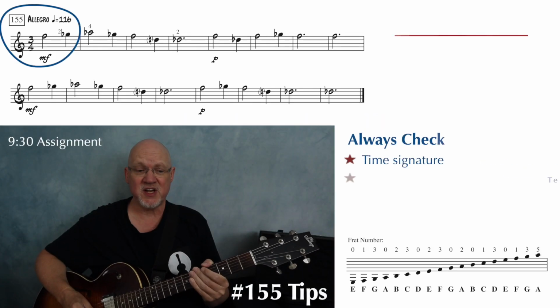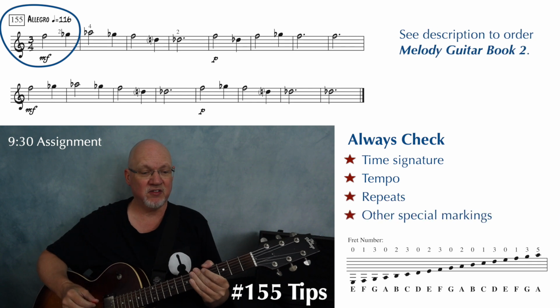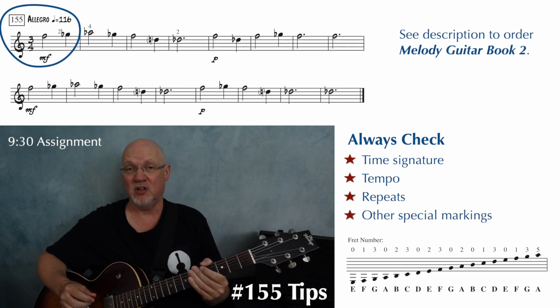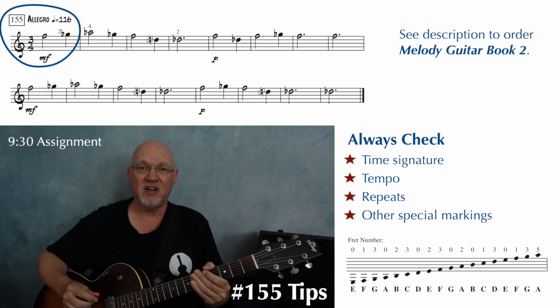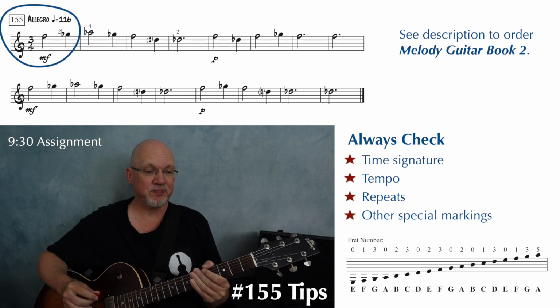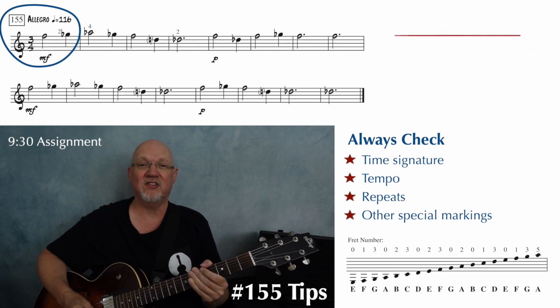At the bottom of page 81, we have number 155. It's in 3/4 time, marked Allegro, quarter equals 116, so that was what the playthrough is at. And of course, this one has some flats, so let's take a look.